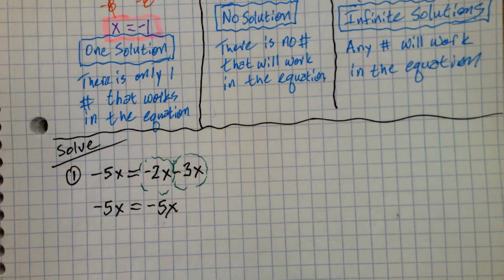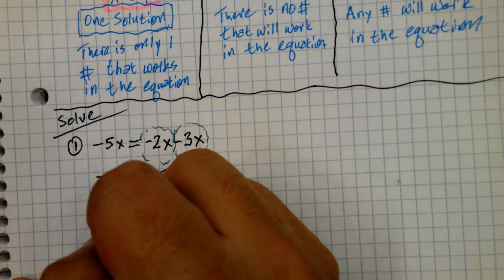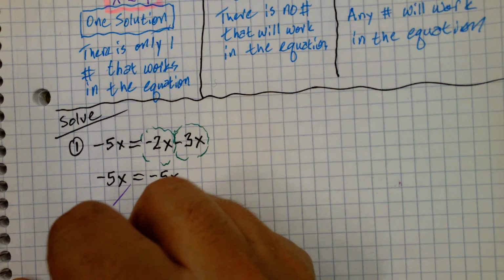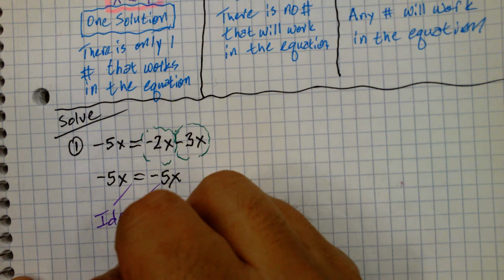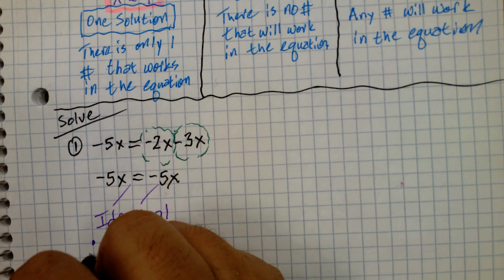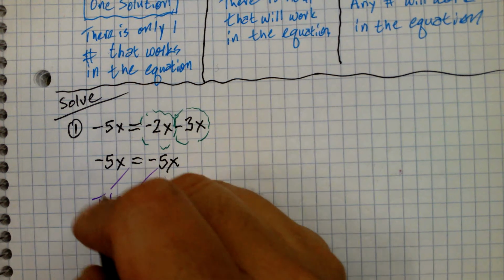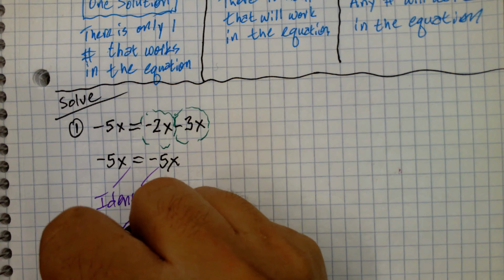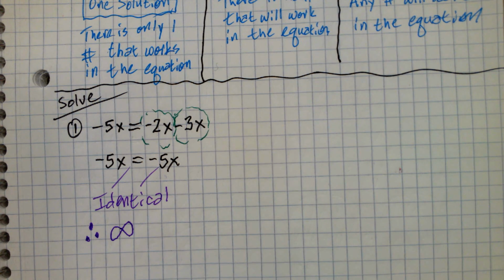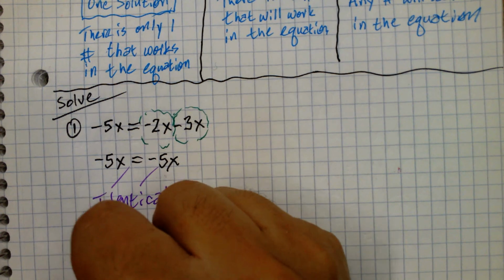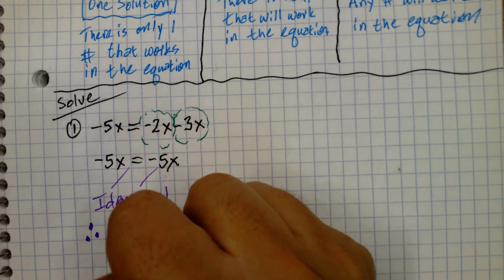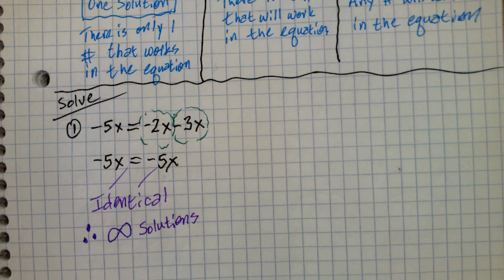It's infinite solutions. Okay, so let's go ahead and write that down. Identical. Therefore, this is the symbol for therefore, by the way, 3 dots like that. Infinite solutions. Are you guys familiar with the infinity symbol? I'm giving you all kinds of symbols today. Therefore, infinite solutions. All right, that was easy.